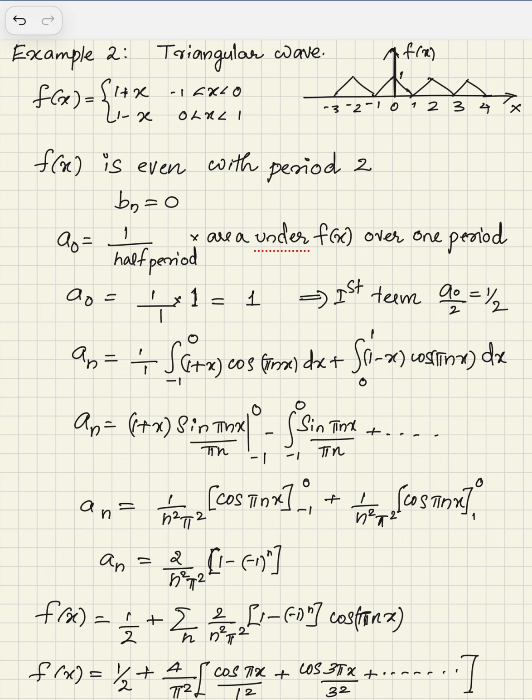f of x becomes, first term is a0 by 2, half. First term is not a0, it is a0 by 2. Plus sigma n, an cos pi nx. So writing explicitly by putting n equal to 1, 2, 3, etc. Only odd n will contribute, even n will give 0 values for these terms.